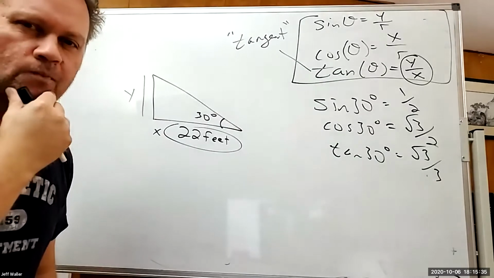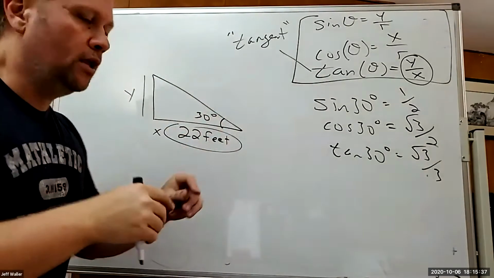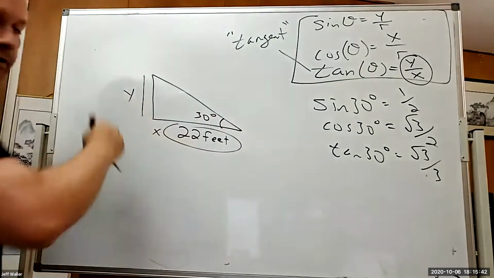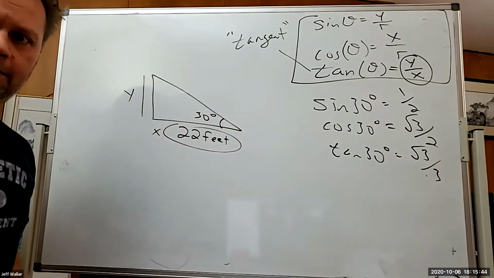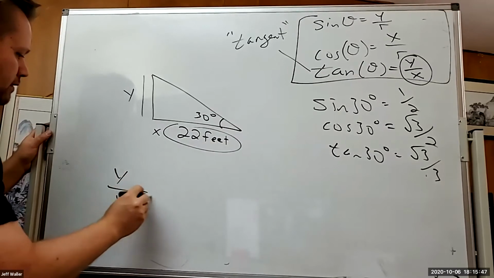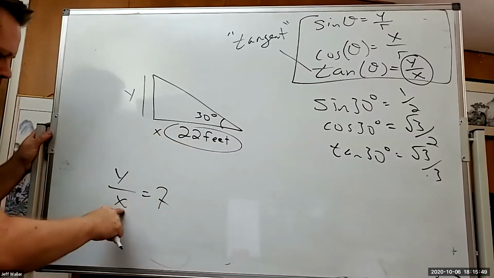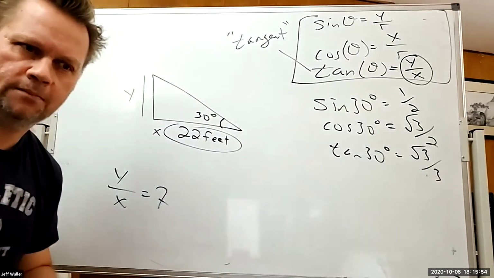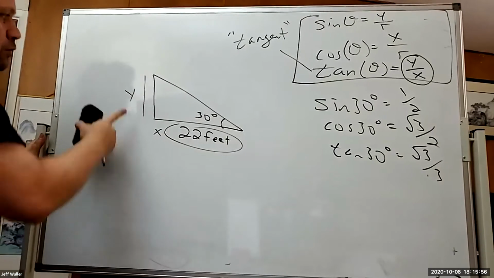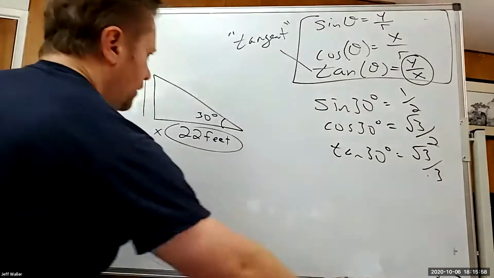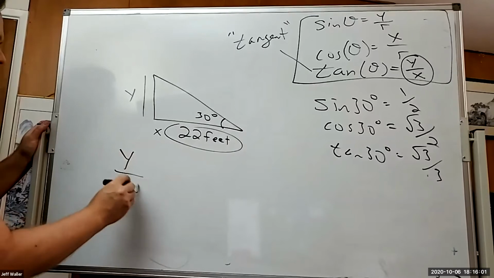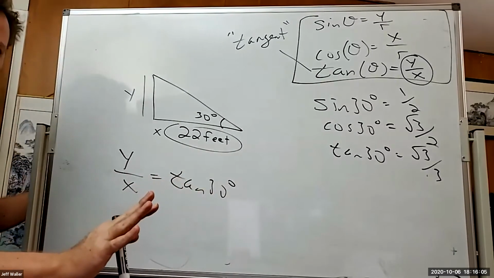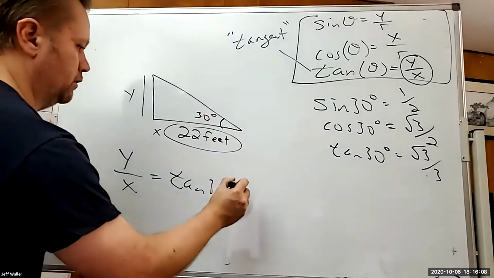So if I just knew what this divided by this is, I could solve for this. Does that make sense? If I knew that y divided by x was 7, couldn't I put 22 in here, multiply, and then I know what y is, right? But I do know what y divided by x is, don't I? Y divided by x is tangent of 30, right? That's what tangent 30 is. And what is tangent 30?